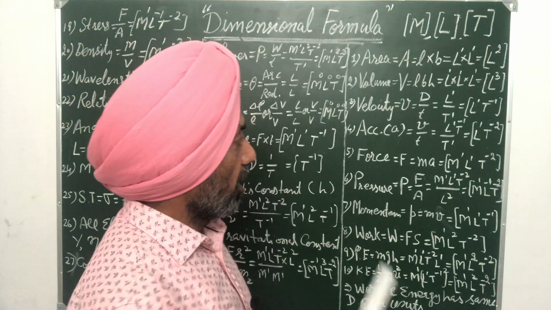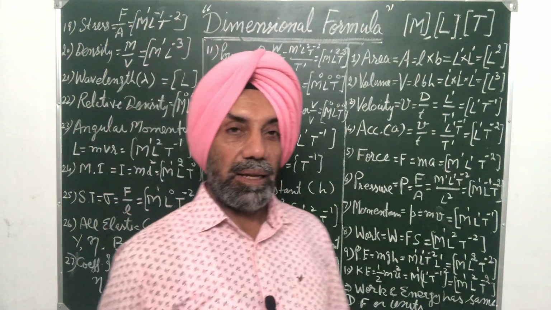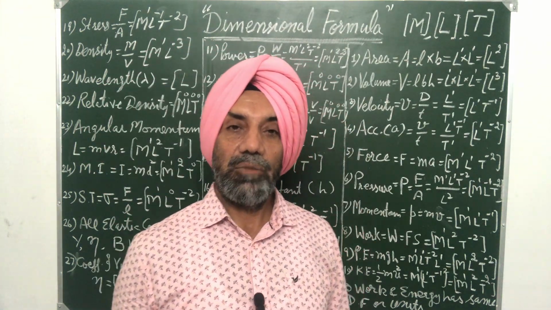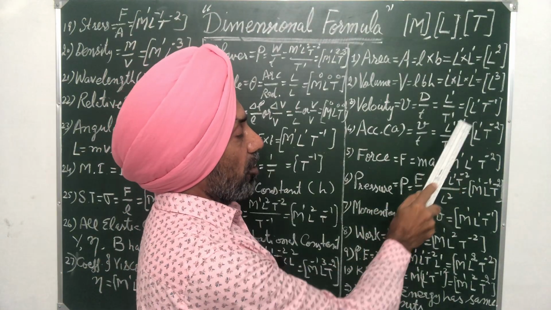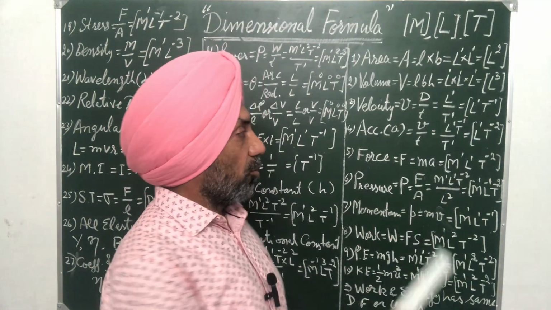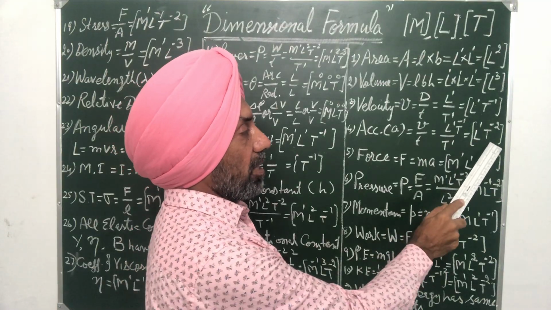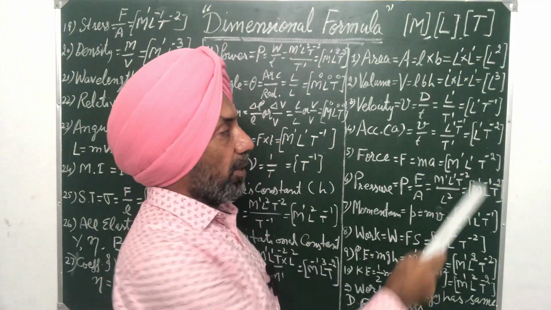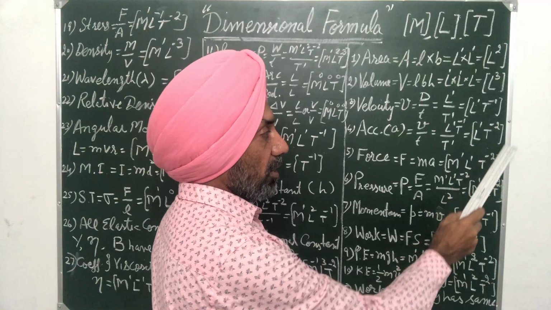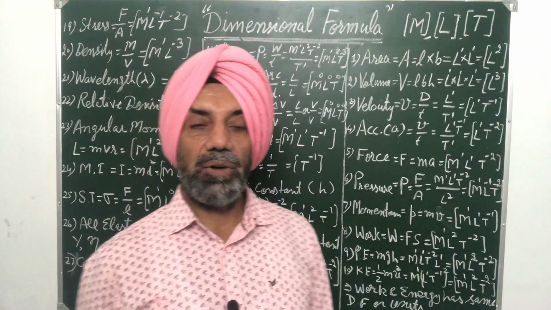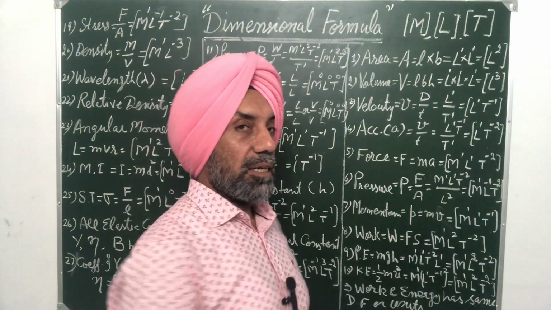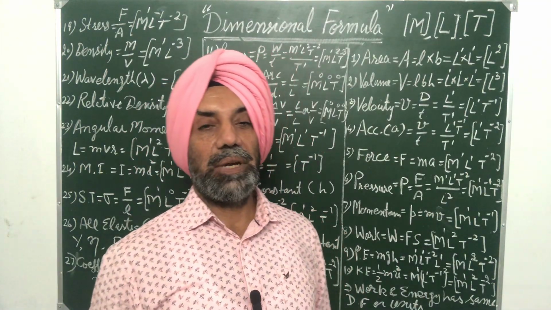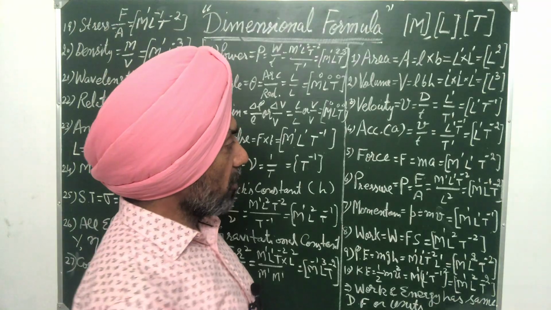Very easy. Then acceleration. It is defined as rate of change of velocity, that is velocity upon time. So velocity we have obtained as L1 T^-1 over time T1, it will be L1 T^-2. So [L1 T^-2] within the square bracket gives the dimensional formula of acceleration. So if length is in meter, time in second, the unit of acceleration will be meter per second square. Similarly, force.